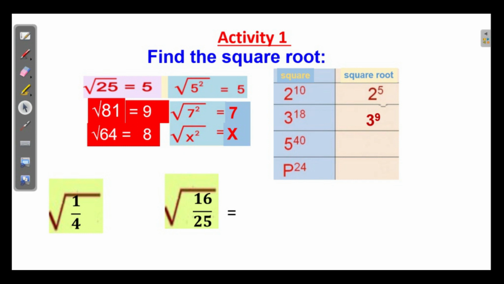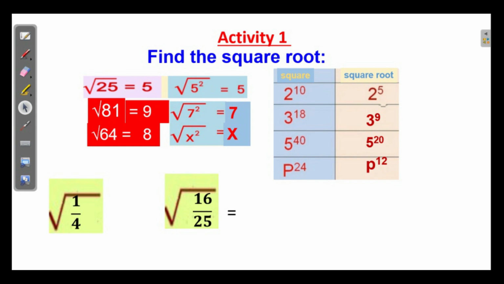Then 3 raised to 18. Half of 18 is 9. So, square root of 3 raised to 18 is 3 raised to 9. Square root of 5 raised to 40. Half of 40 is 20. So, square root of 5 raised to 40 is 5 raised to 20. Square root of p raised to 24 is p raised to 12.